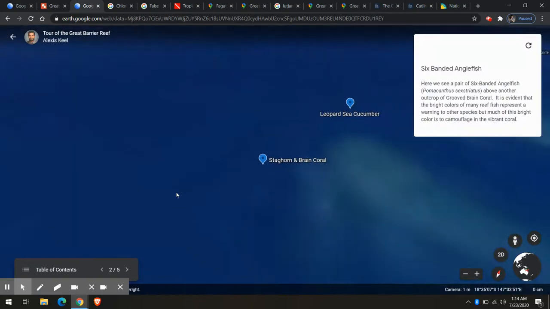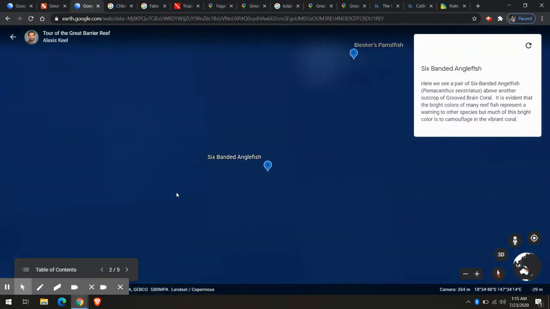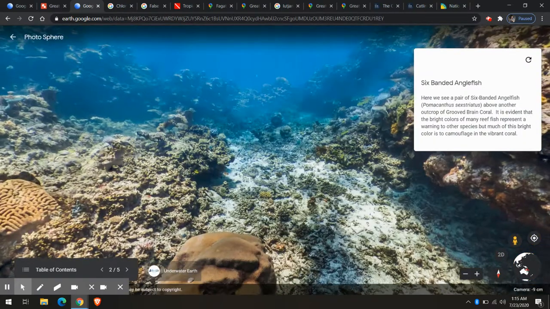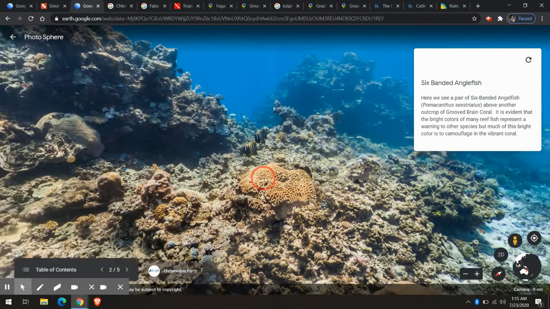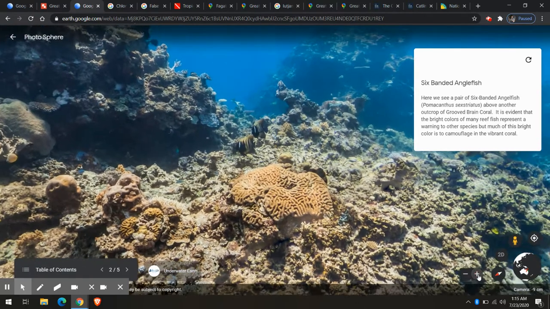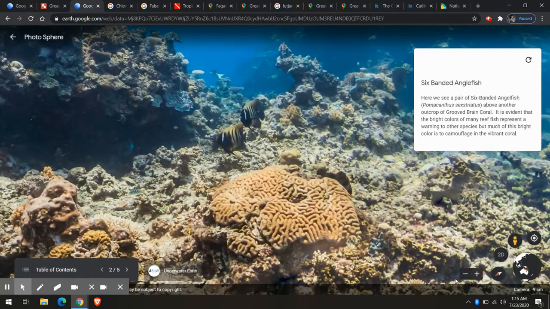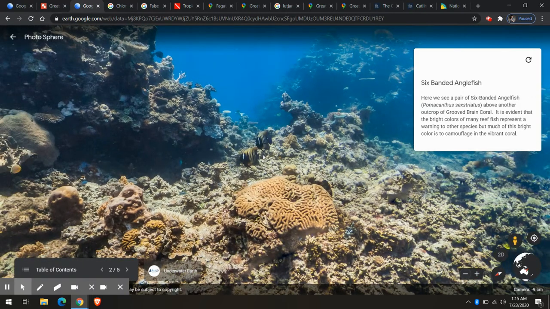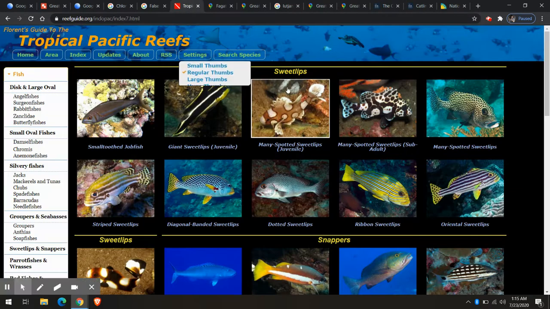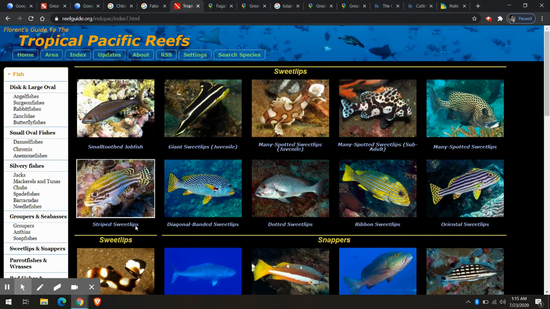Let's move on to our next location. And we're going to take a look at a native species that lives here, the six-banded angelfish. Oh, there it is. And it's actually right by some brain coral. Look at that. Six-banded angelfish. Now, how do I know this is a six-banded angelfish? Well, actually, I just came on here, and like a good scientist, I looked at the shape, I looked at the color. I know that I'm in the Great Barrier Reef, and I found a guide website where I could look at all different types of fish from this area.